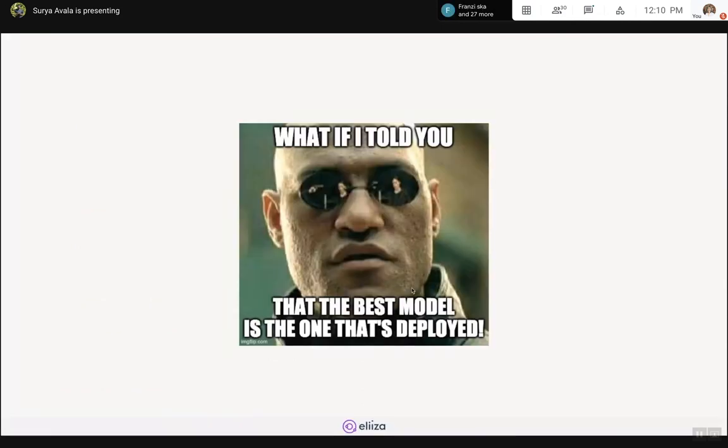So if we look at the slides here, this is what Morphy is saying as well. The best model that you have is the one that's deployed, not the one that's sitting on somebody's laptop or on the cloud.